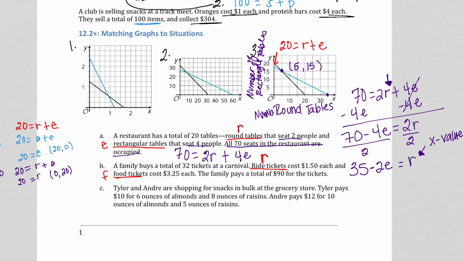Equals F325 plus R150. Okay, yes, that is one of them. So 90 equals 325F plus 1.5R. What is my other equation going to be?